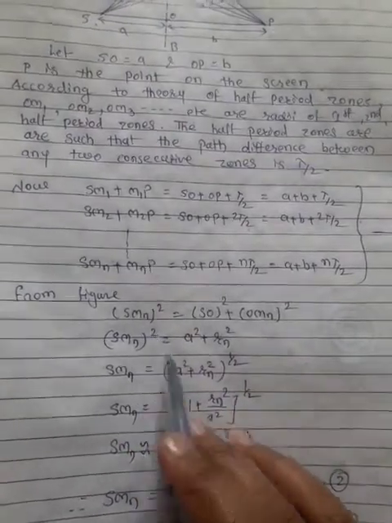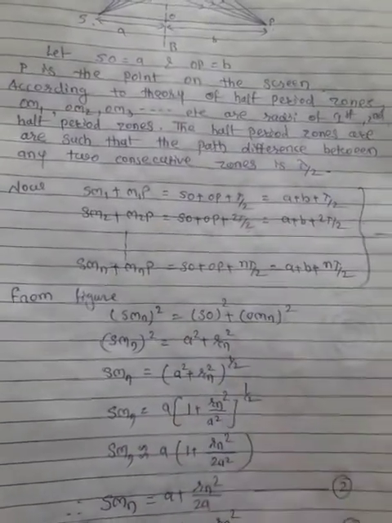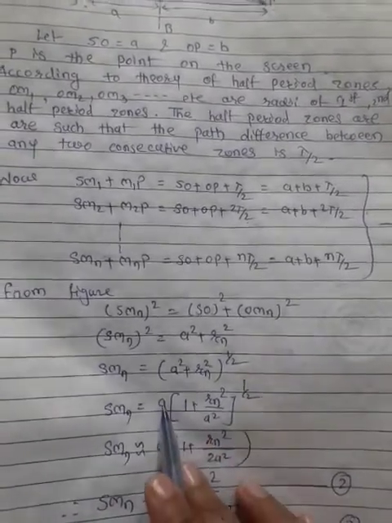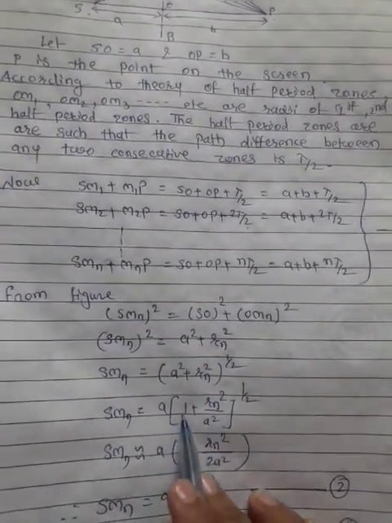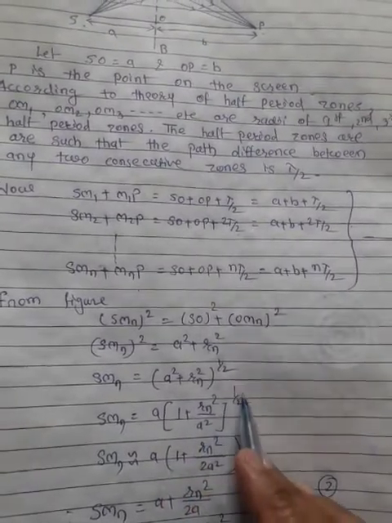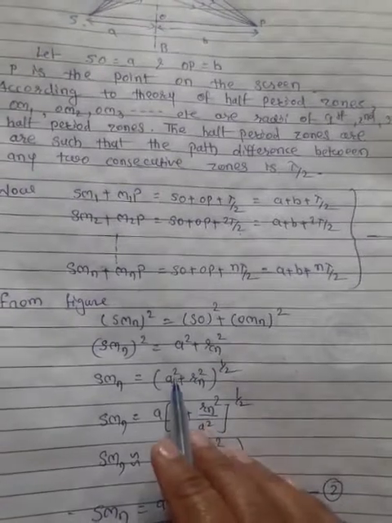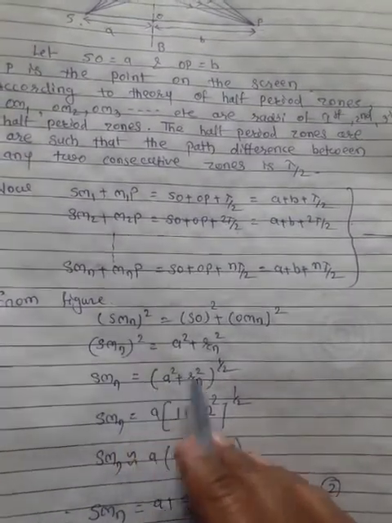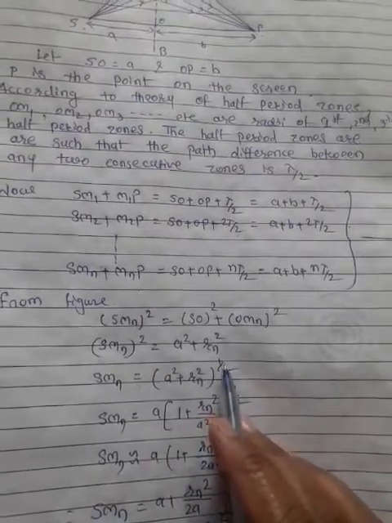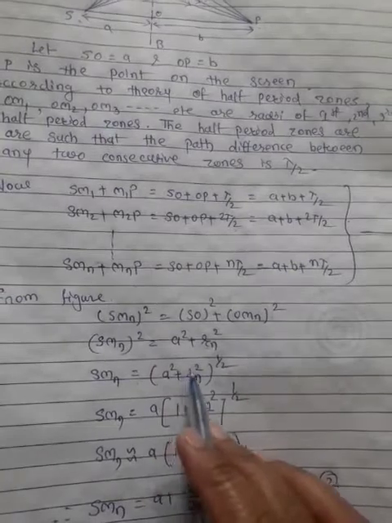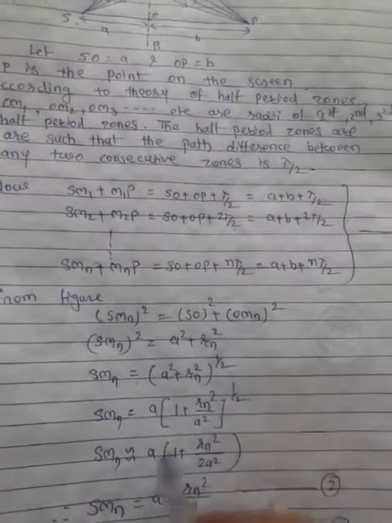We remove this square here, therefore it becomes the square root. Then take the common A here, then it becomes A into, in bracket, 1 plus Rn square upon A square, bracket to the power half. If we take this A common, or A outside the bracket, then A square to the power half will get cancelled. Only we get the A, and here in the bracket we will get this term.